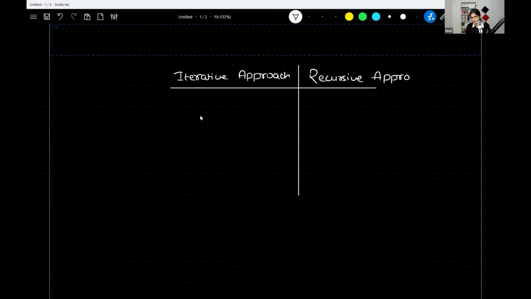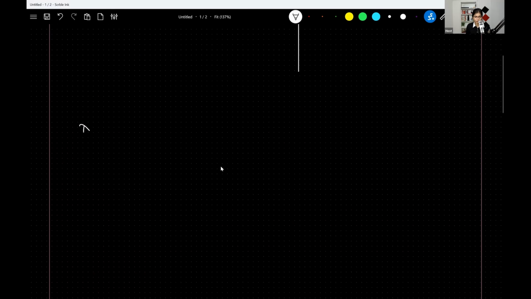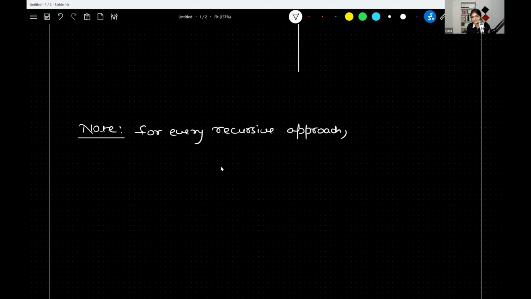And always remember one more important thing. I think I didn't talk about this: for every recursive approach, there exists an iterative solution as well. What is the meaning of an iterative solution?